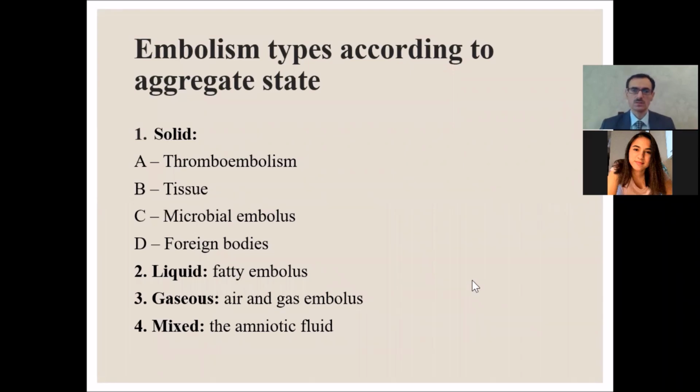So there are some types of the embolus according to the aggregate state. There are the solid emboli, such as thromboembolism, tissue embolism, microembolism, and foreign body embolism. Liquid embolus, the fatty embolus, gaseous embolus, the air and the gas embolus, and the mixed, for example, the amniotic fluid embolus.